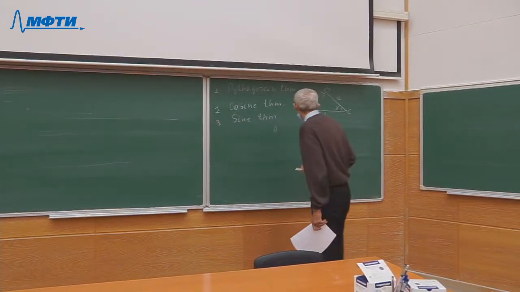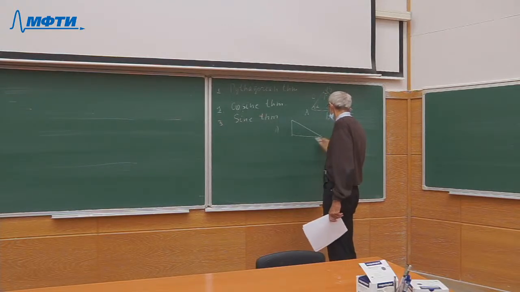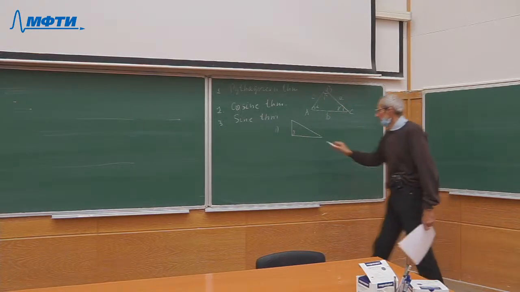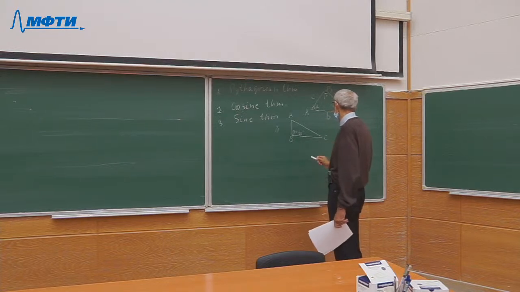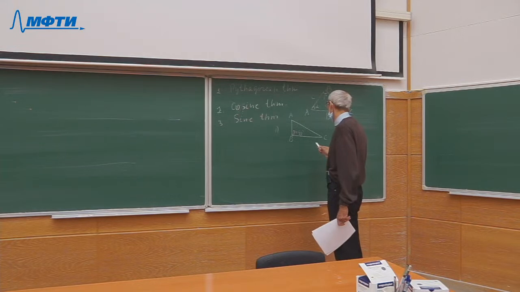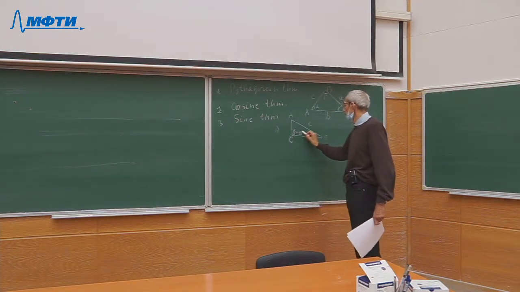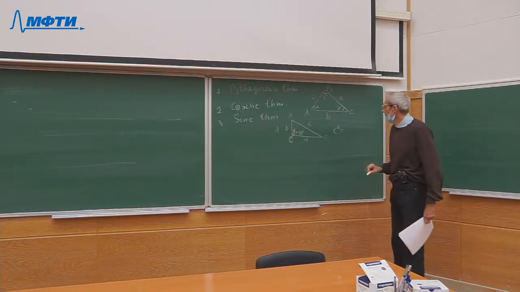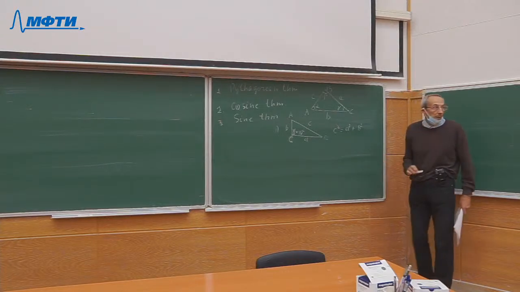The first result: let ABC be a right triangle, and gamma, the angle C, is a right angle, equal to 90 degrees. The Pythagorean theorem asserts that the square of c is equal to the sum of the squares of a and b.